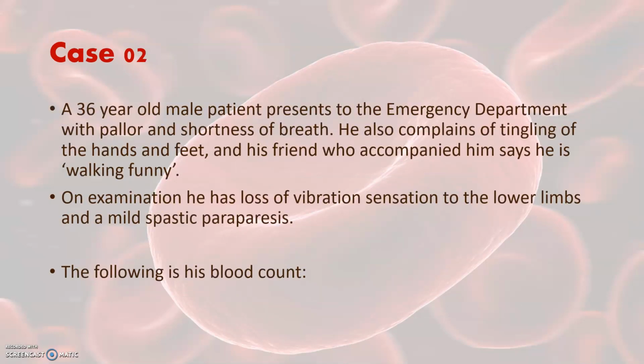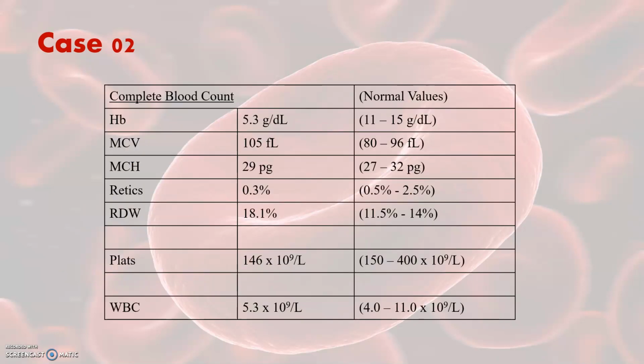Here's the second case, a 36-year-old male patient with pallor and shortness of breath. Again, pause the video, read this clinical vignette, then have a look at the blood count and see if you can come up with some diagnoses.